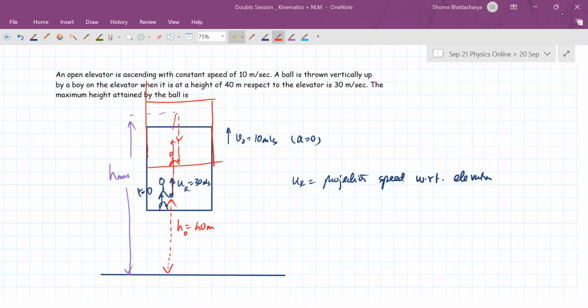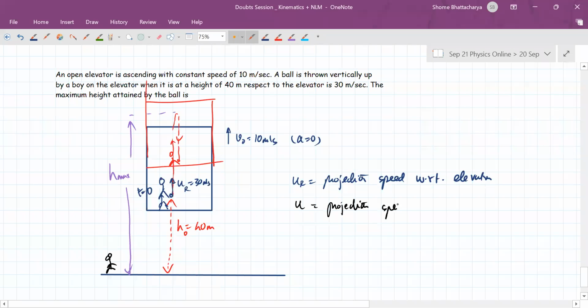Okay, so the first question you have to understand here is what is the projection speed in the ground frame? How much is the projection speed with respect to a person on the ground? With respect to the elevator it is 30, na? So 40, correct, 30 plus 10. So the projection speed with respect to the ground is the sum of this relative speed plus V naught.